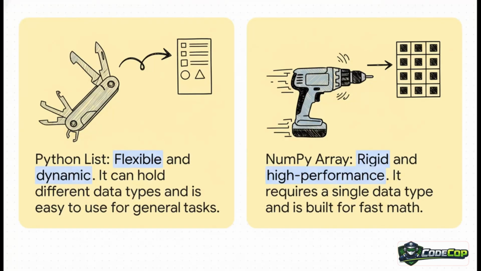And here's what that looks like in practice. The list, our multi-tool, is all about flexibility. You can throw anything at it, numbers, text, whatever, and it's fine. It's dynamic, you can add and remove stuff easily. The array, our power drill, on the other hand, trades all that flexibility for pure, unadulterated power. It demands just one data type, and it's a fixed size, because every single part of its design is optimized for one thing: ridiculously fast math.